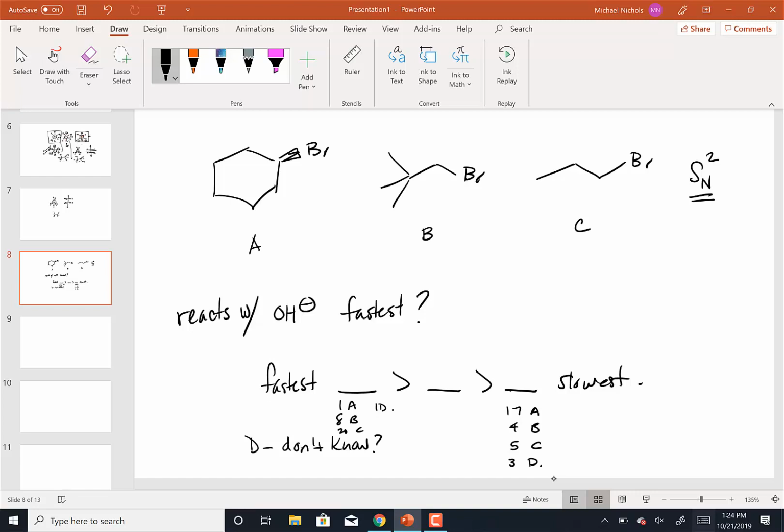I went off of primary, secondary, and tertiary ranking. Okay, primary and secondary and tertiary, what carbon were you looking at to make those criteria? The one closest to the bromide. The one attached to the bromide? Yeah. Okay, and this one? And this one? Okay.